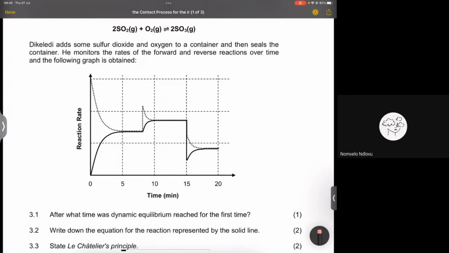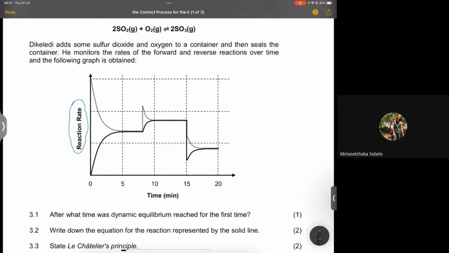I think the dotted represents the product. No, the dotted represents the reactants, then the solid represents the product. Why? Because the reactants are being used up, so it decreases. Yes, I understand, and that's exactly where I wanted you to go.